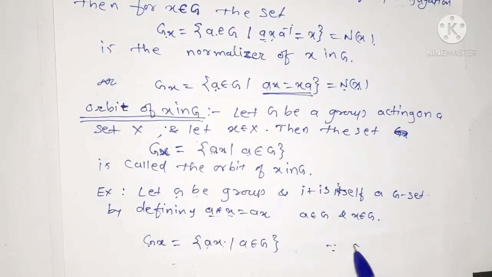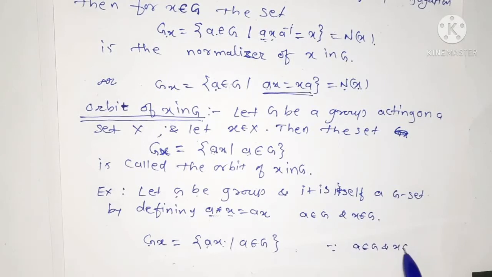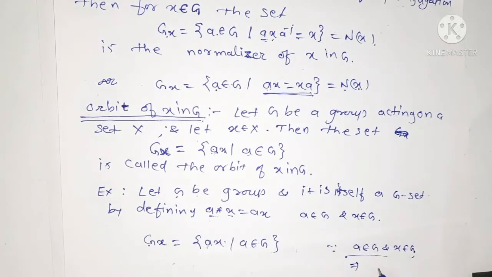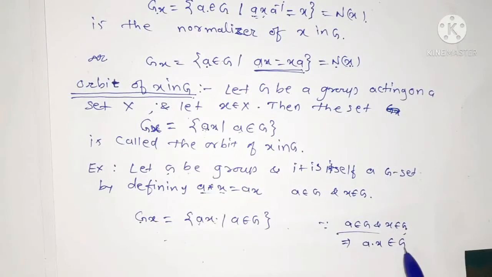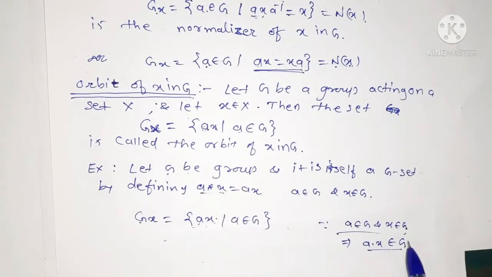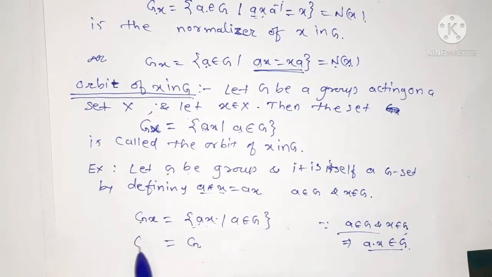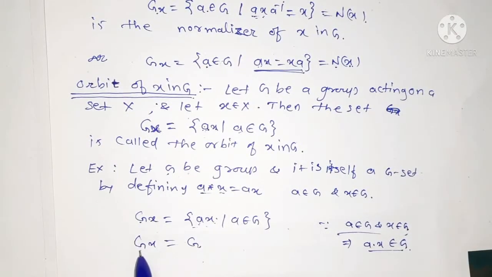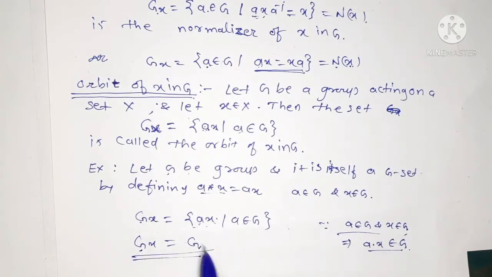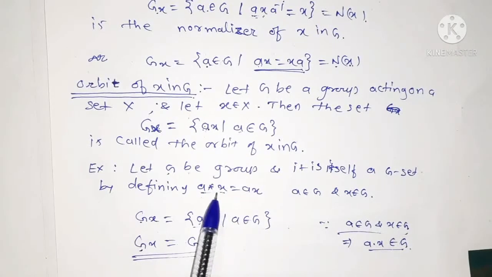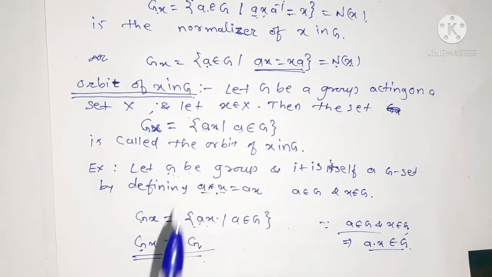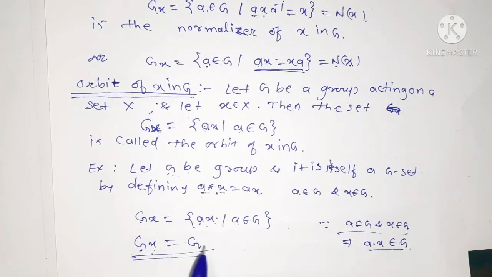But since a belongs to G and x belongs to G, what does this imply? a times x belongs to G. That is, this is a set of all the elements in the group G. Therefore, this set is equal to G. And thus we can say that the orbit Gx is equal to G itself. Okay, so under the translation action on G, the orbit of x in G is the G-set, that is, the group G itself.